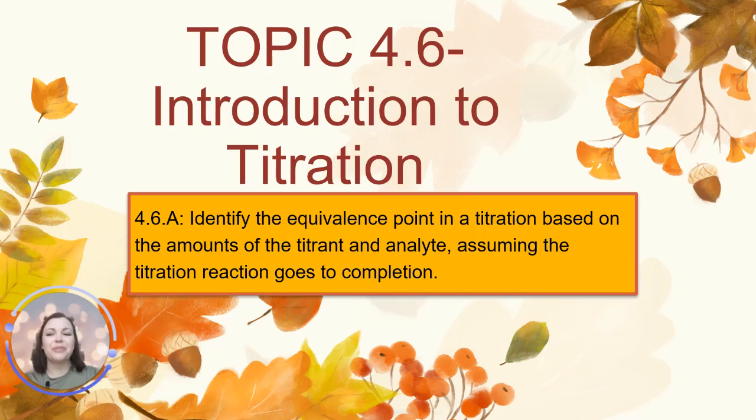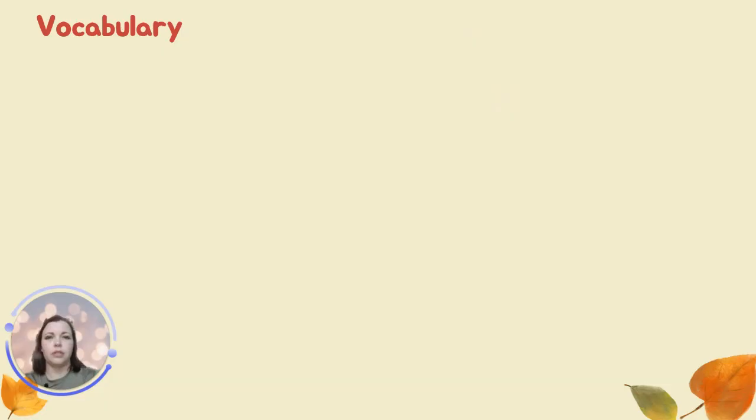Hello, AP Chem students, and welcome to topic 4.6, Introduction to Titration. So the learning objective here is 4.6.a, identify the equivalence point in a titration based on the amounts of the titrant and analyte, assuming the titration reaction goes to completion. So here we go, let's get into it.